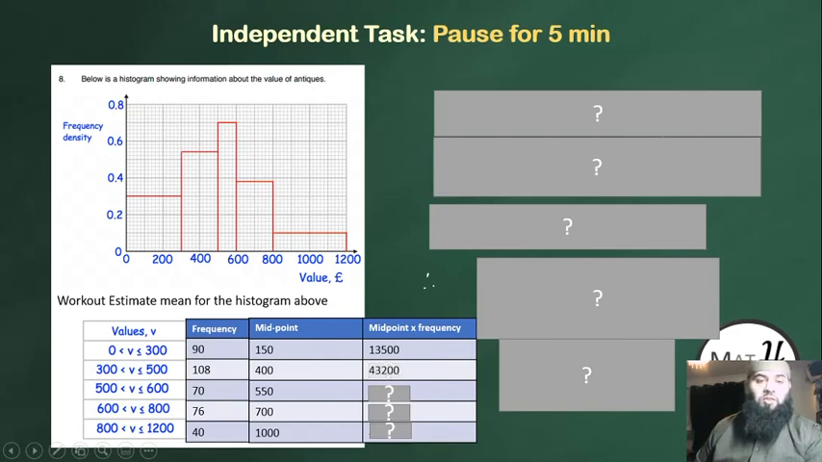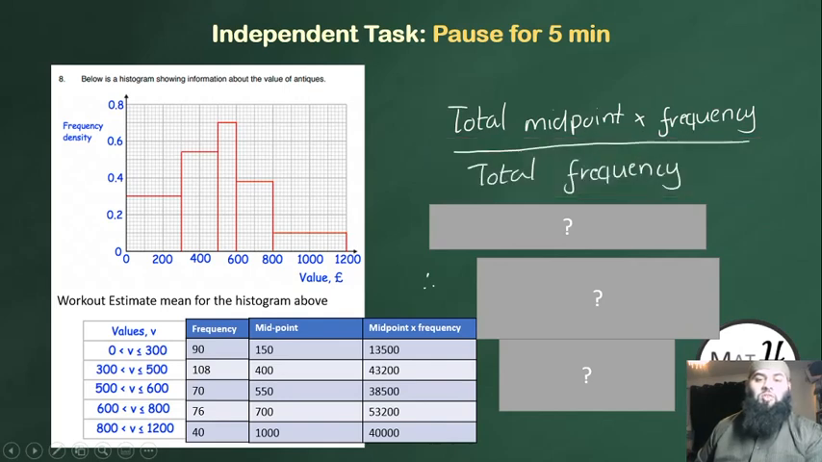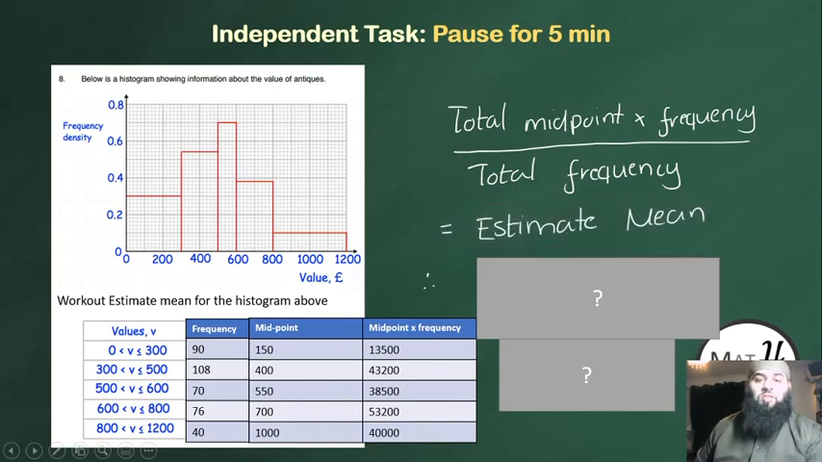So we get 13,500, 43,200. The next one we get 38,500. The next one we get 700 times 76, 53,200. The last one 40,000. So now that we have the midpoint times frequencies and we have the frequencies, which we worked out, we have to take the total of this column over here, and divide it by the total of the frequencies, which gives us the estimated mean.